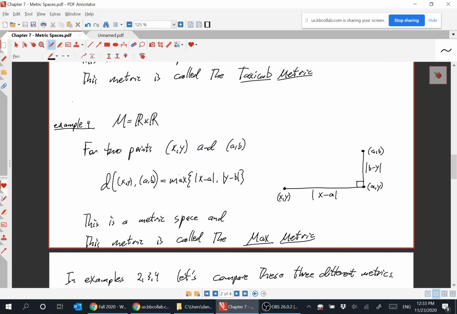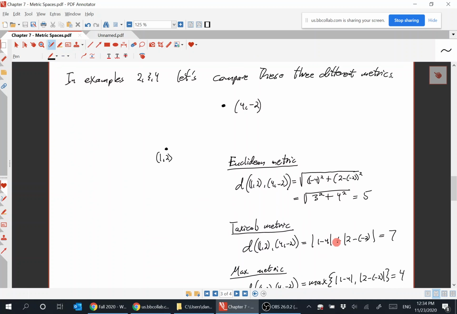And then there's a third metric here in R cross R. We'll call it the max metric. It's actually got a different name, but we'll just call it that. For 2 points x, y, and a, b, the distance from x to y is just the larger of these two numbers: the distance from x to a, or the distance from b to y. The absolute value of x minus a or the absolute value of b minus y. Whichever one is larger, that's considered to be the distance, and that's the max metric.